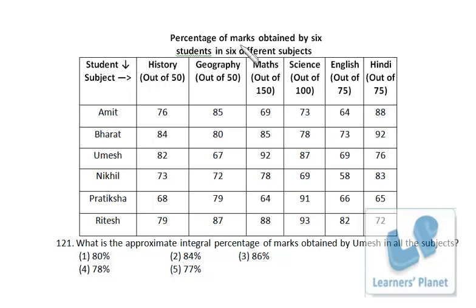Now the percentage of marks obtained by 6 students in 6 different subjects have been given over here. What is the approximate integral percentage of marks obtained by Umesh in all subjects? Umesh, here the marks of history, it's out of 50 and 82% marks he is getting. So first of all, we have to calculate the marks of individual subjects. So just do it very quickly over here. It's 82% of 50, that means 41 marks. It is 67, that means around 33 marks.